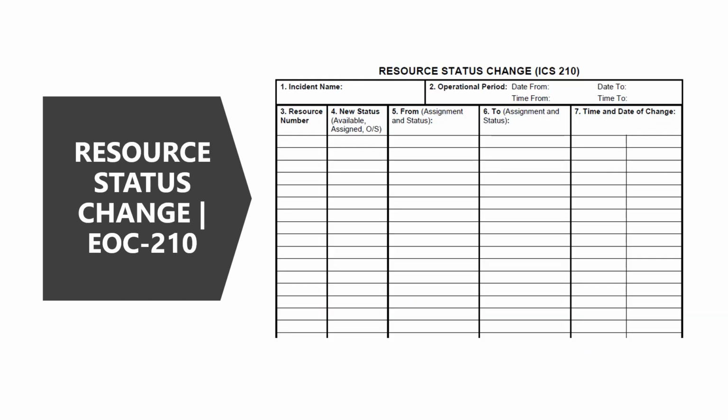The resource status change form, the 210, this is just how we are changing the status of a resource that's assigned. So if the operations section gets a call saying, hey, this resource is down because they've been on for 8 hours and they need downtime, or maybe something broke, we can then document that the status of that resource has changed.